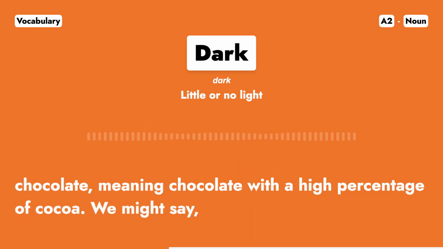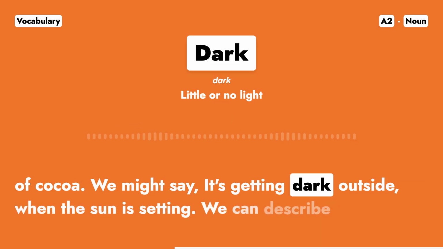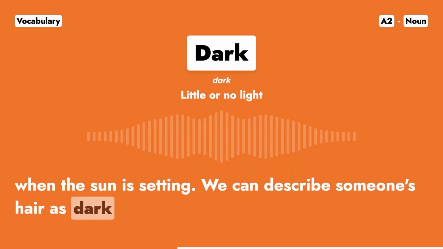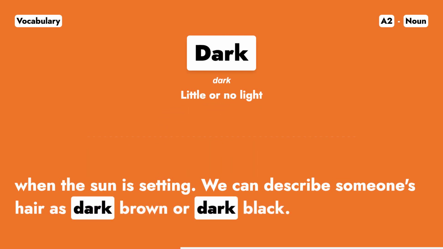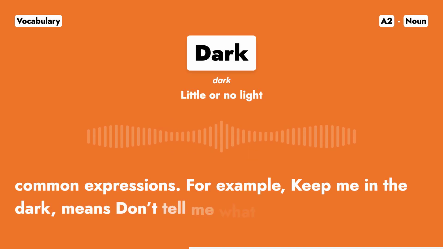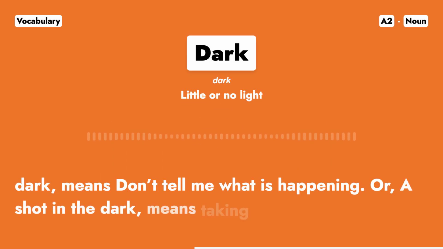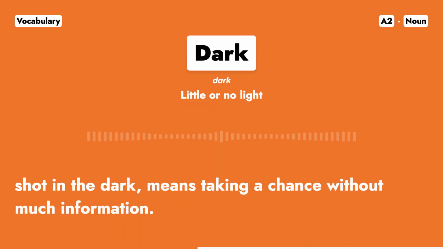We might say, it's getting dark outside, when the sun is setting. We can describe someone's hair as dark brown or dark black. We also use it in common expressions. For example, keep me in the dark means don't tell me what is happening. Or, a shot in the dark means taking a chance without much information.